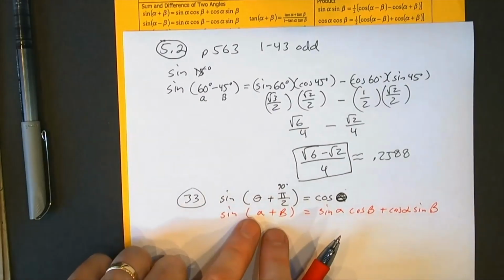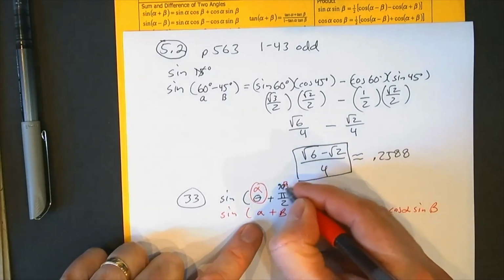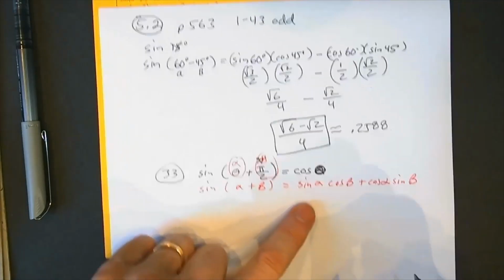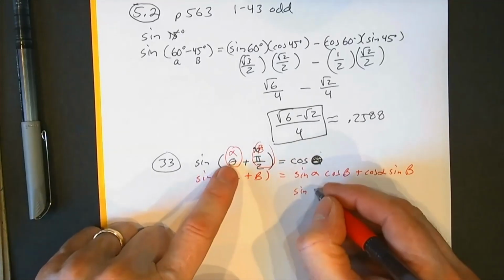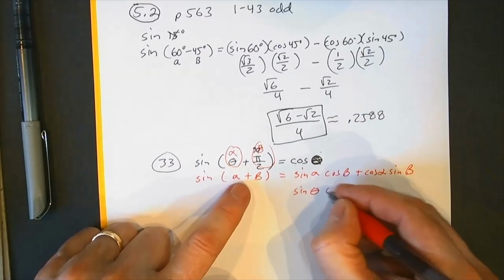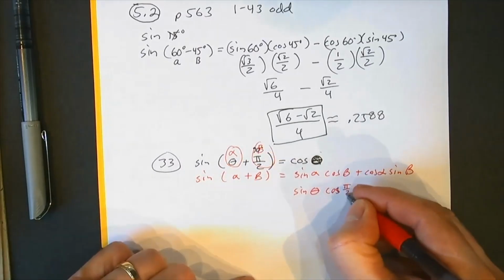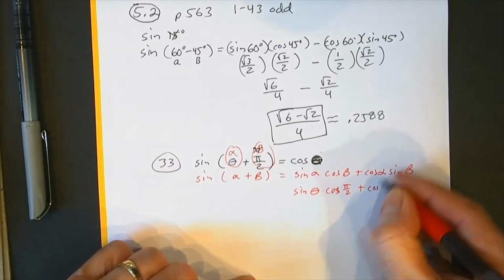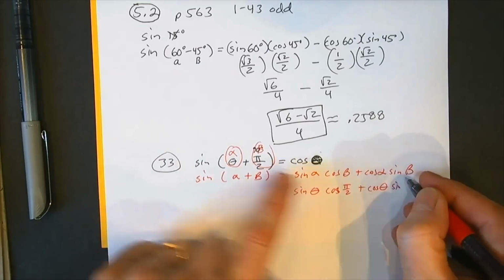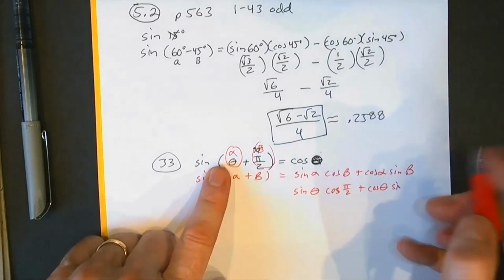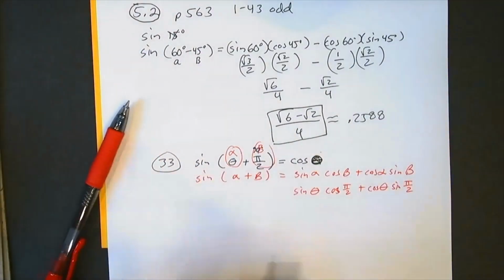And so what I'm going to do is I'm going to replace all the alphas with that and all the betas with that. So over here, I'm going to go sine of alpha, which is just theta. Okay, I don't know what it is. Cosine of pi over 2 plus cosine of alpha, the first one, sine of beta. Beta is the second one. Just alpha, beta, it's 1 and 2. Pi over 2.